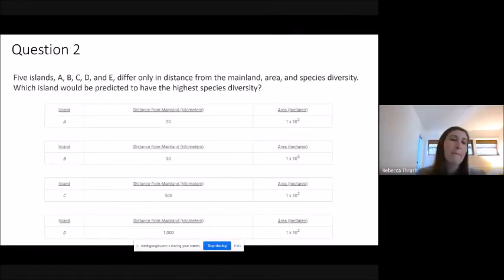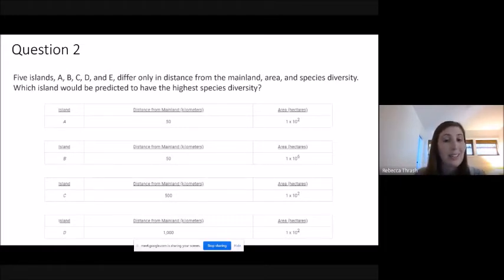Question 2. 5 islands, A, B, C, D, and E, differ only in distance from the mainland area and species diversity. Which island would be predicted to have the highest species diversity? This question is directly related to the theory of island biogeography. If we remember the two important characteristics, large islands tend to be more biodiverse, and islands that are close to the mainland are more biodiverse.